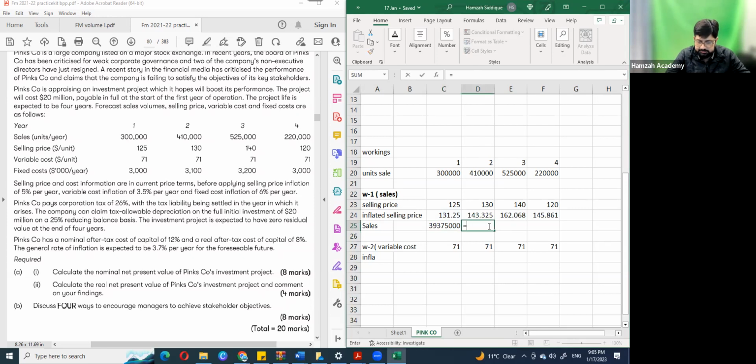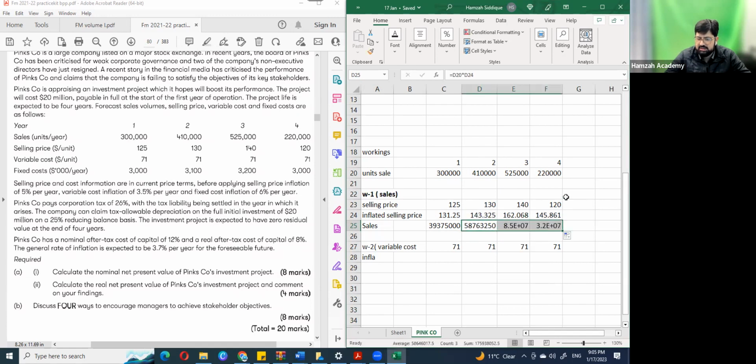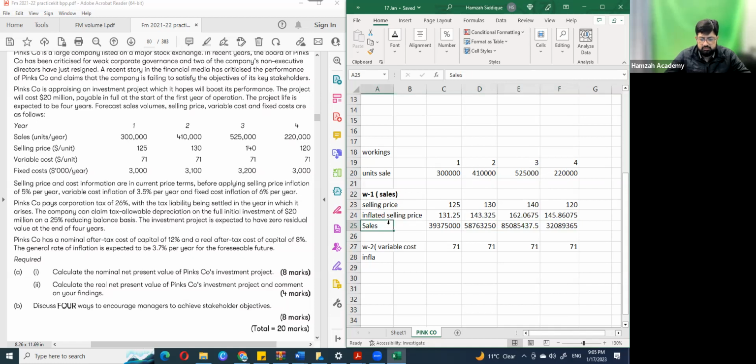Now, next. Unit sales multiplied by inflated selling price. So simply you can drag it. Simple as that. This is sales.